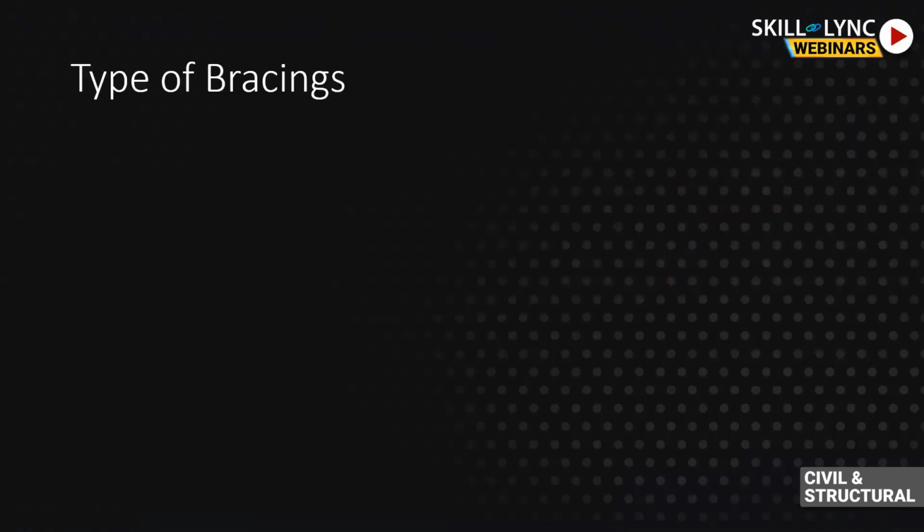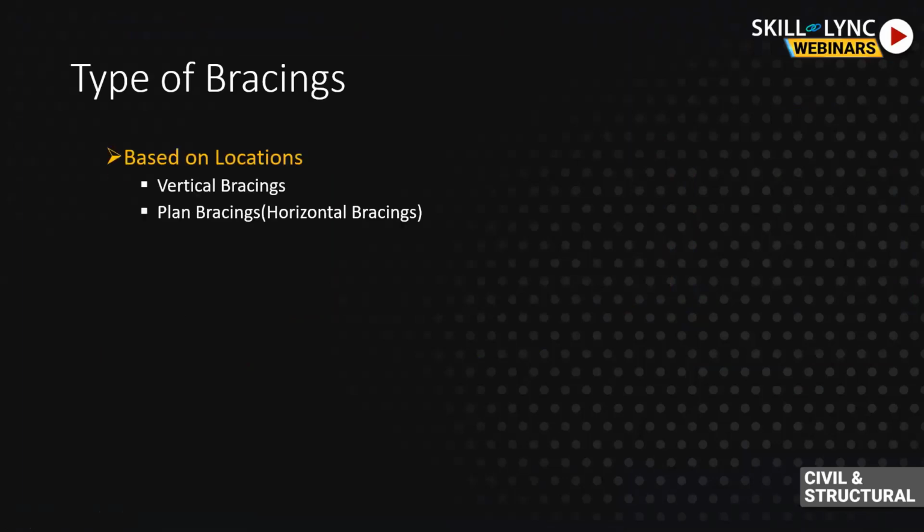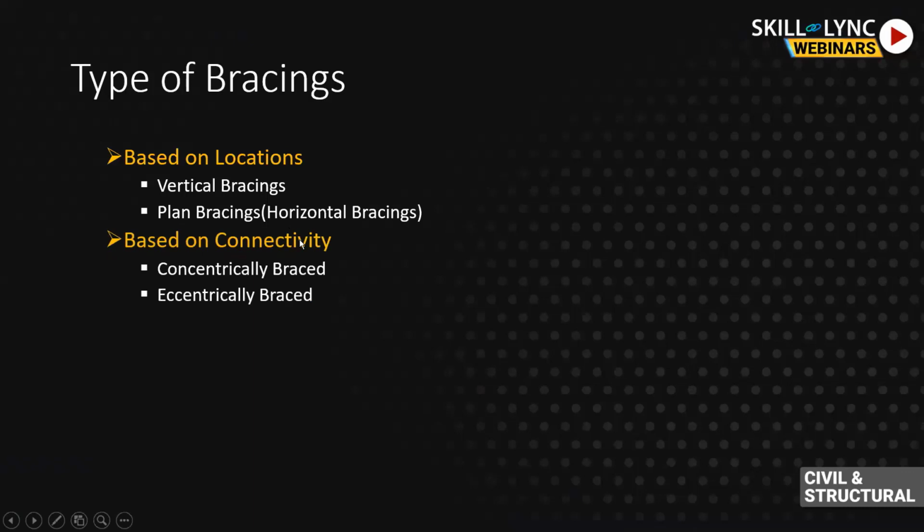Moving on, what are the different types of bracing? There are different ways of differentiating the types of bracing, based on location. As we have just discussed, vertical bracings are in the elevation. You can see in the elevation, those are the vertical bracing. There is also plan bracing, which is also known as horizontal bracing. Based on connectivity, there is concentrically braced and eccentrically braced. These are two different patterns or types of bracing.